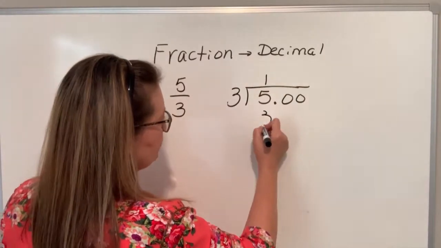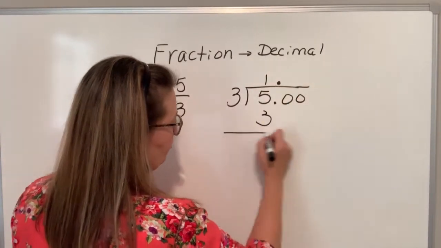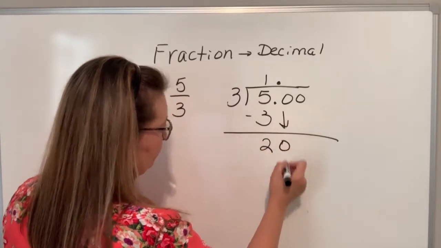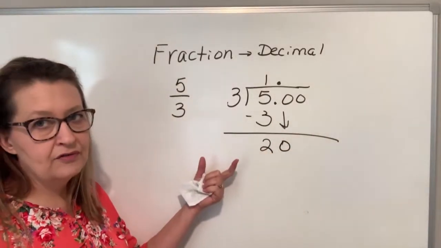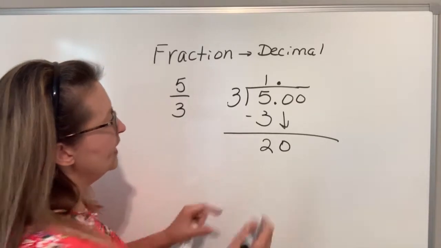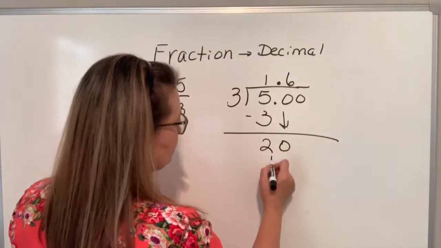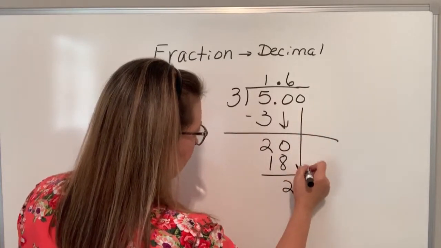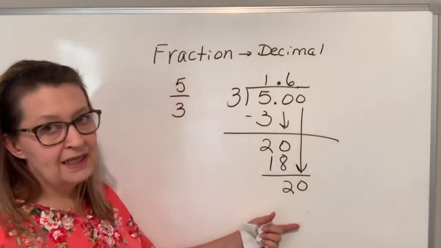1 times 3 is 3. Don't forget to put that decimal up there. Subtract, bring down. Okay, I'm just doing long division. 3 will go into 20 6 times. 6 times 3 is 18. Subtract and bring down, and I get 20 again.